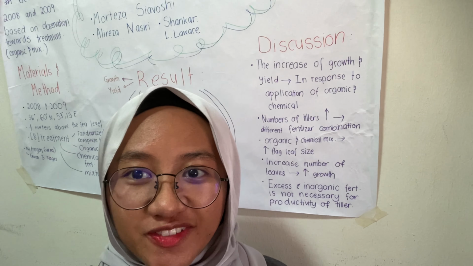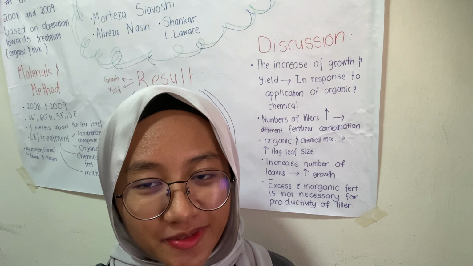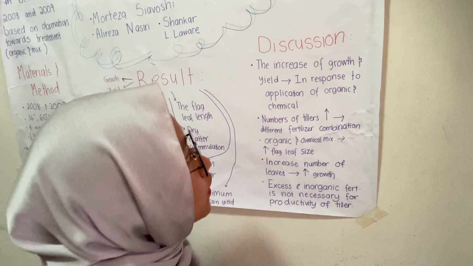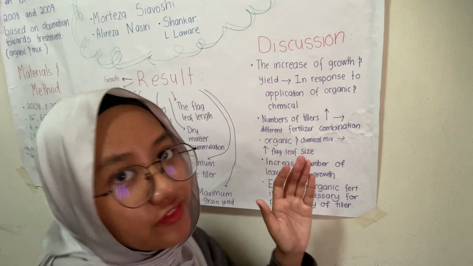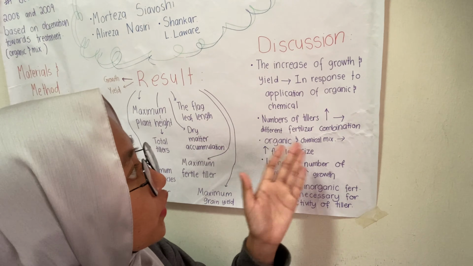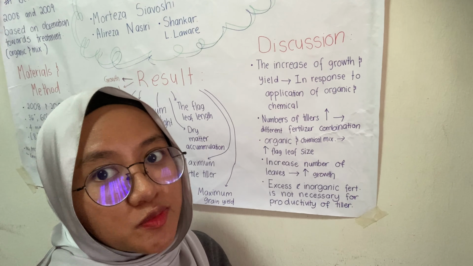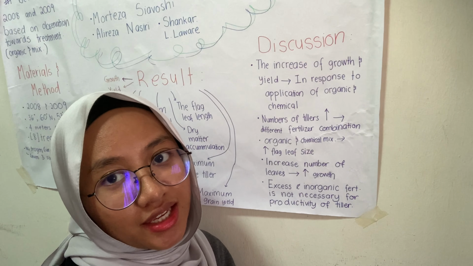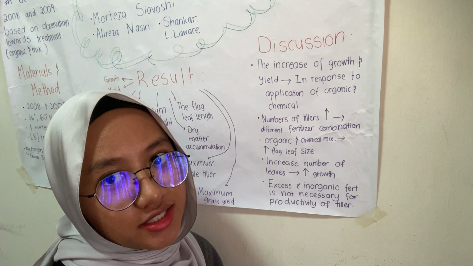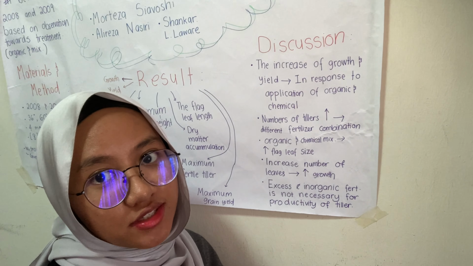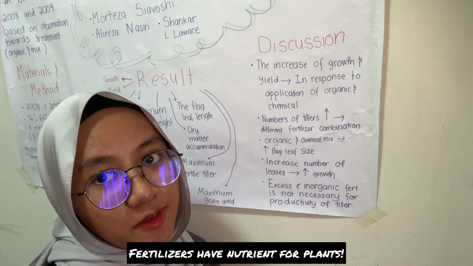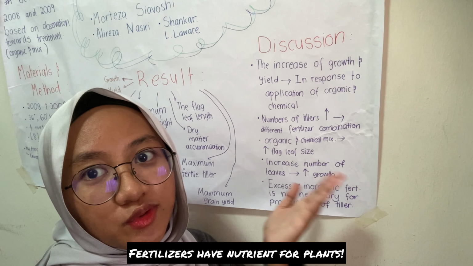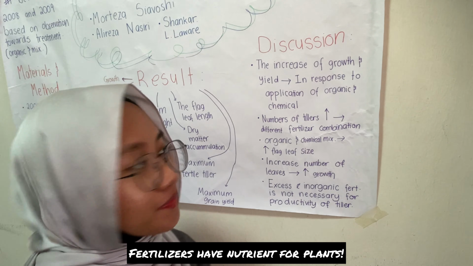Last but not least, for the discussion of this experiment, how the result can actually occur. Okay, so they believe that the increase of growth and yield is actually the response to application of organic and chemical fertilizer. It doesn't matter what kind of fertilizer because both of them consist of nutrients that actually supply as food to the rice crop.